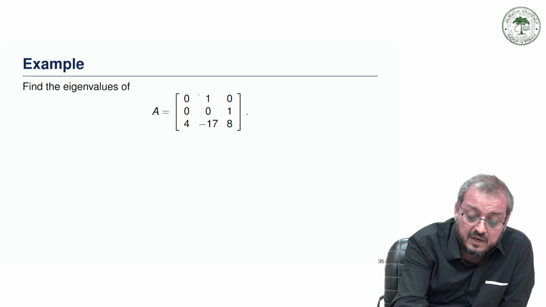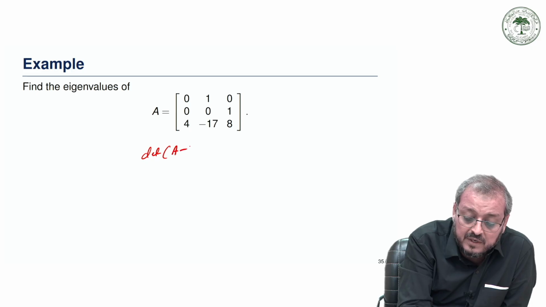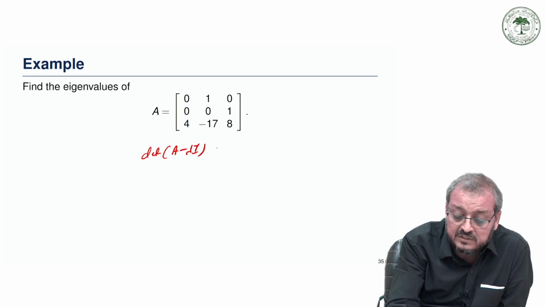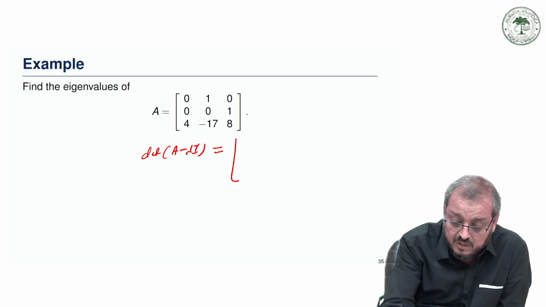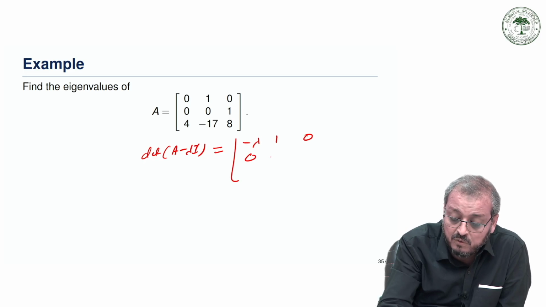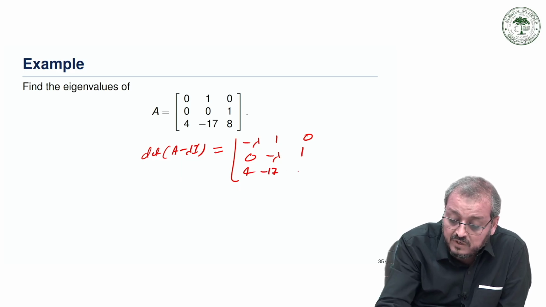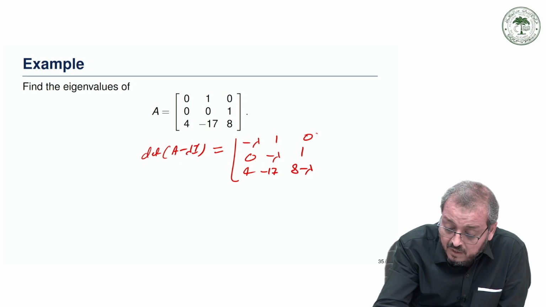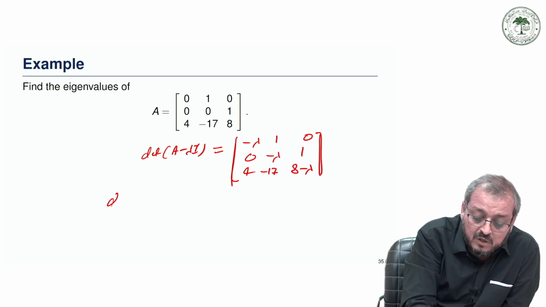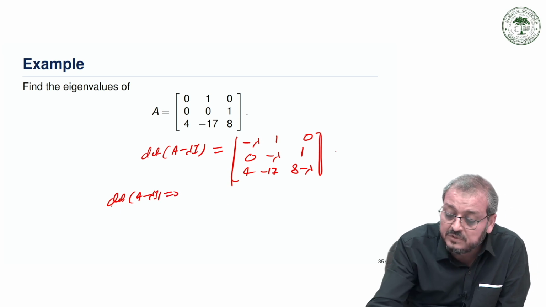We just calculate the determinant of A minus lambda I, the characteristic equation of this, and this is written in the form of minus lambda 1 0, then 0 minus lambda 1, then 4 minus 17 and 8 minus lambda, and then we can calculate this determinant. Now determinant of A minus lambda I is equal to 0. So this means this is equal to 0.